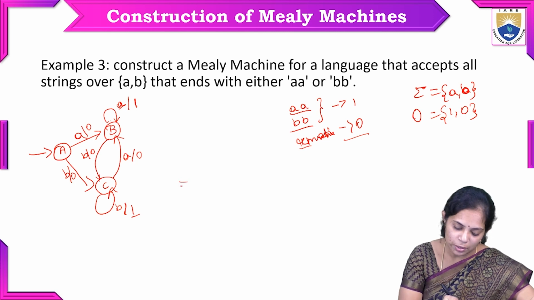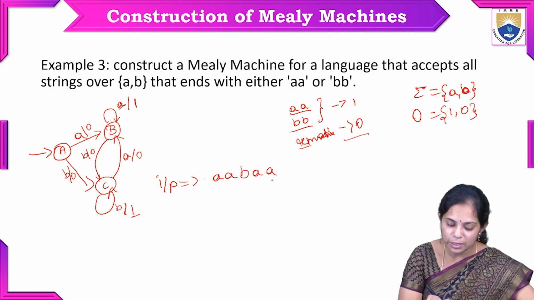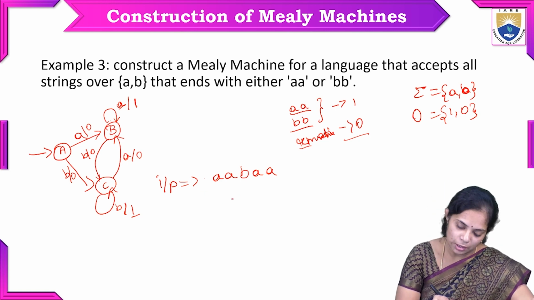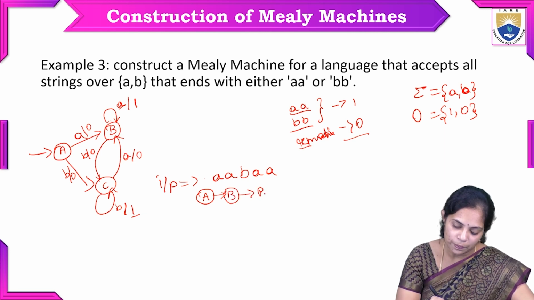So let's check with an input string. If you take BAA, for this input string, what will we get as the output string? So we have to draw the state A. From state A, with input symbol B, it is moving to B, and from B also it has B. So what is the output here? For A, the output is 0, and for B as an input symbol, it is getting 1.